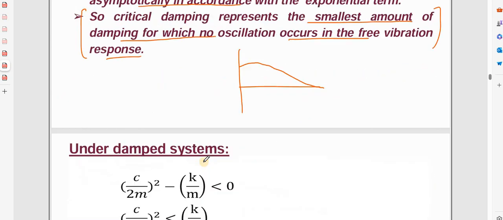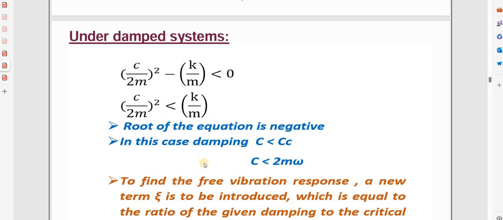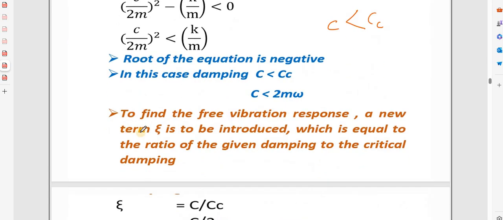So here for the under damped system, (c by 2m) the whole square minus k by m is less than 0, or c by 2m is less than the square root of k by m. So the roots of this equation are complex. In this case, the damping coefficient c will be less than cc. So in order to find the free vibration response, we are introducing a new term, a second new term, eta, which is equal to the ratio of given damping to critical damping.